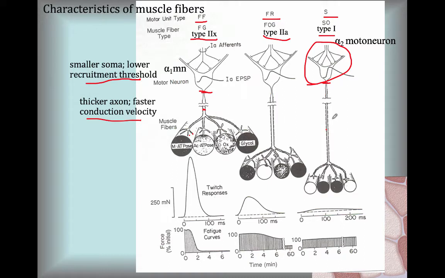And it travels from the trigger zone to the synaptic knobs in the type 1 fibers more slowly because the axon is thinner. Now again, I want to remind you that all of these axons that you see here are heavily myelinated. They are myelinated, every one of them. All alpha motor neurons are myelinated.